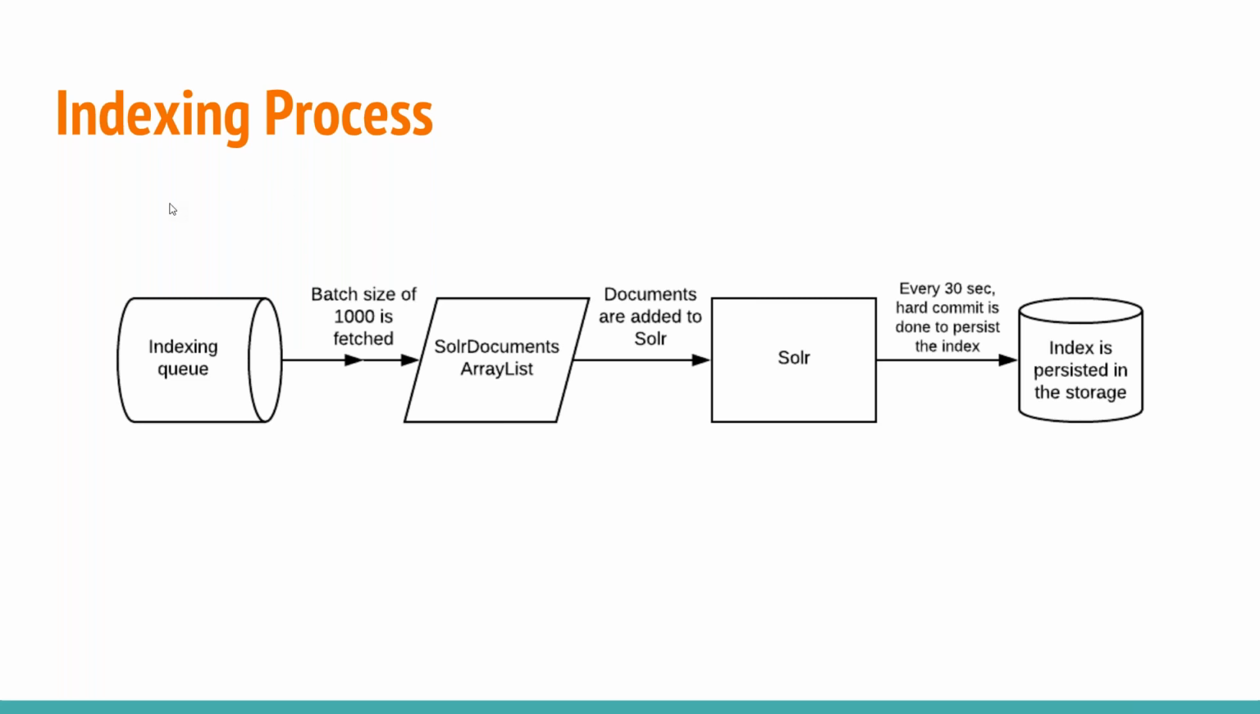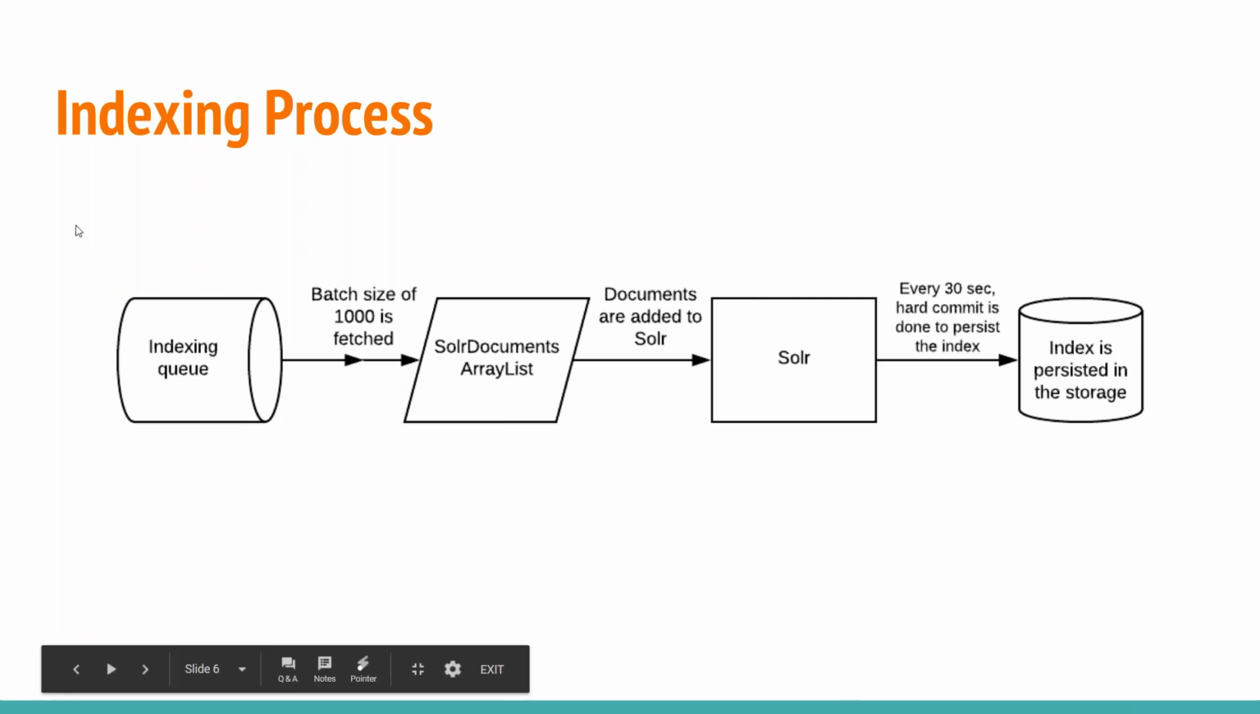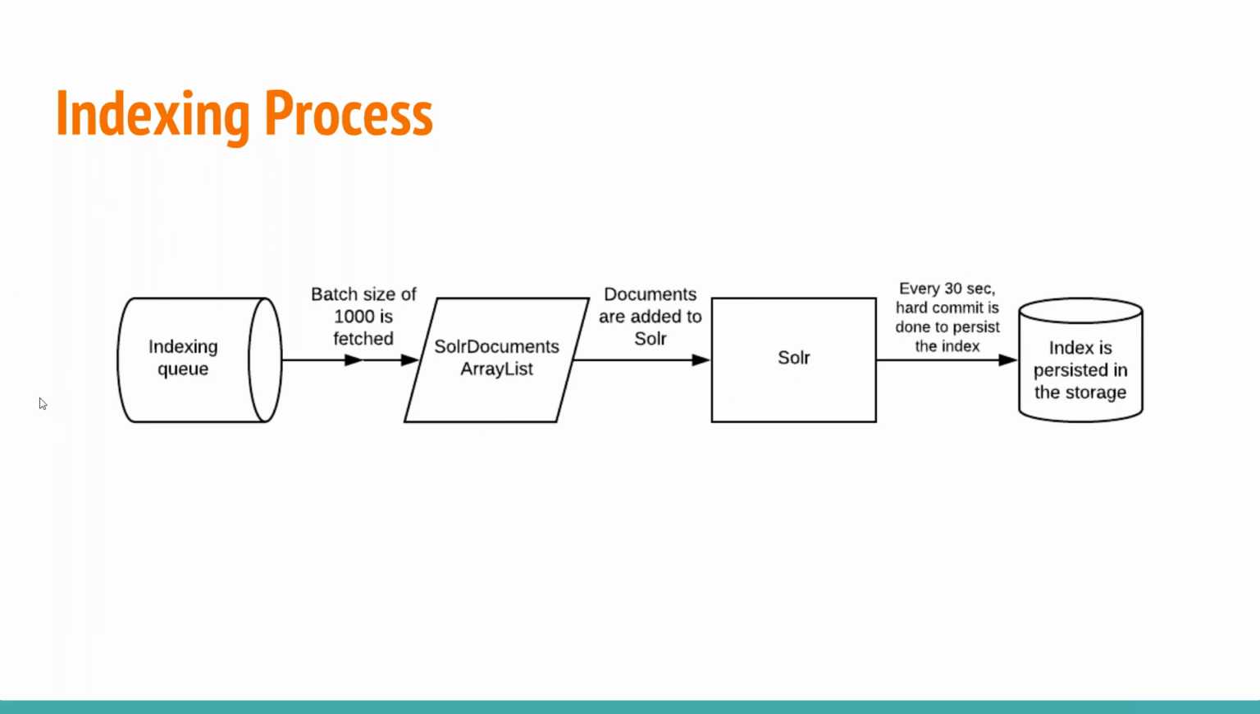I'll give a quick overview of the indexing process. Currently, we retrieve the documents from the database and place them in the indexing queue, and we index them through Lucene. But for Solr, since it's a separate application, we follow a way of batching the documents in batches of 1,000 and adding them to Solr constantly.